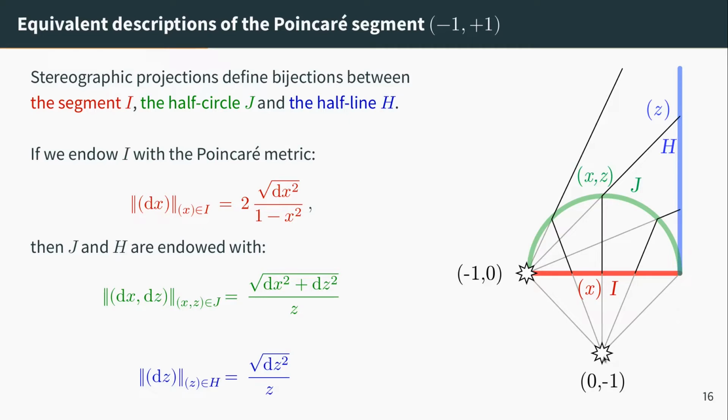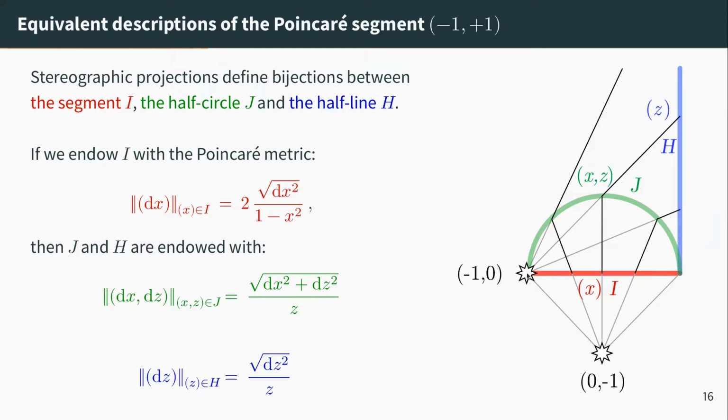So if you just trace rays of light here, you actually define a bijection between the segment and the half circle. So those limit points get together. The limit point +1 also stays put. But for instance, the center of the segment gets mapped to the center of the half circle, to the uppermost point, etc. And then using a stereographic projection with respect to this point, I can also map the half circle onto the half line.